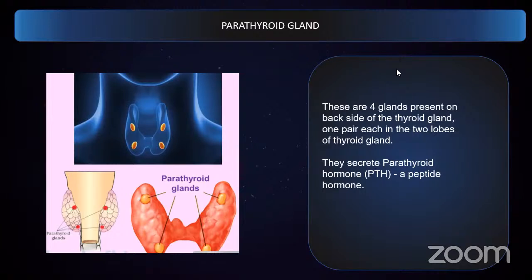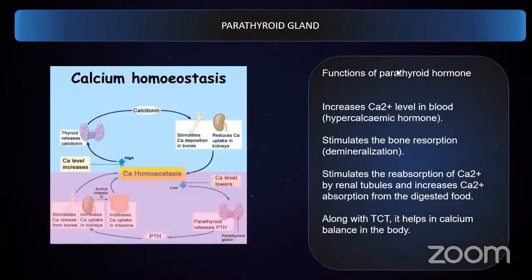The parathyroid glands secrete PTH, and it is a peptide hormone. The function of parathyroid hormone is basically to regulate the blood calcium levels, or increase the blood calcium level. How does it do that? One of the major banks of calcium in our body is the bones. So it acts on the bone cells for their demineralization.